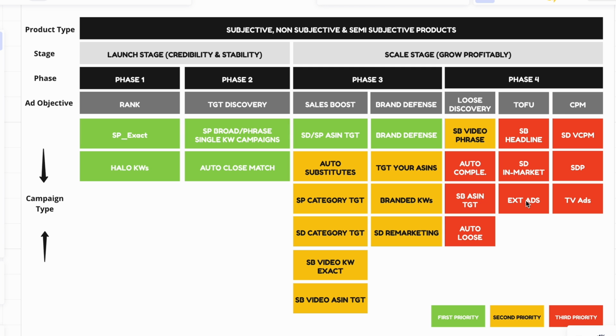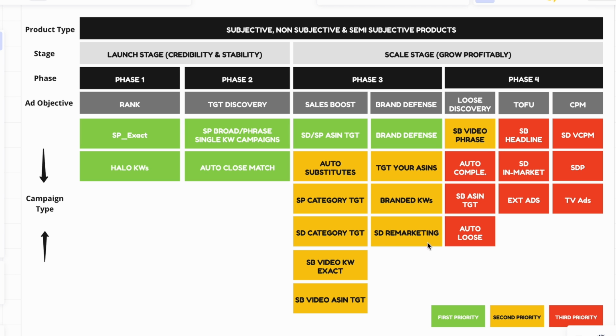Now certainly VCPM ads, there is a lot of buzz, right? So the data is not right. We don't really use much of VCPM, but still there is an option, so I just put it in there. Now once again, in each and every phase there is also a strategy for when you should apply this. For example, if you say sponsored brands headline ads, right? So there is an approach, there is a strategy.